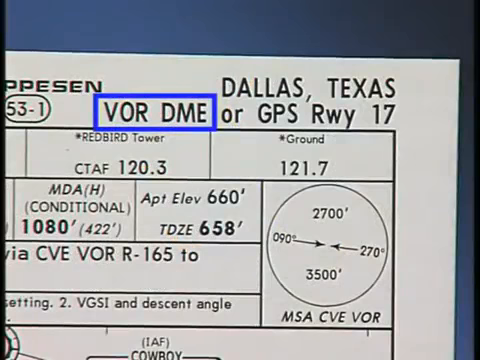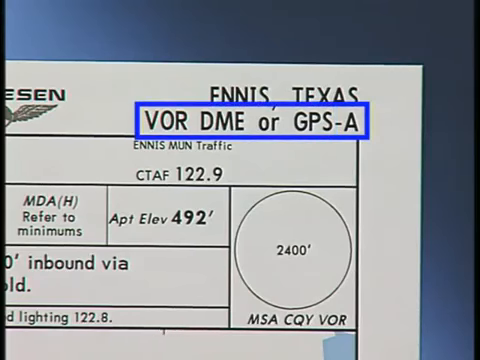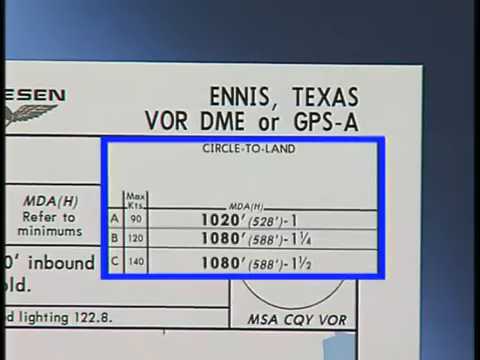In the case of a VOR DME approach, you would need VOR and DME equipment. However, if the approach is titled VOR DME or GPS, either VOR DME or GPS equipment can be used to fly the approach. Both are not required. If the approach course is not aligned within 30 degrees of the runway, the approach is identified with a letter. Notice that this approach is called the VOR DME or GPS A approach. A circle to land maneuver is required to align the aircraft with the runway.